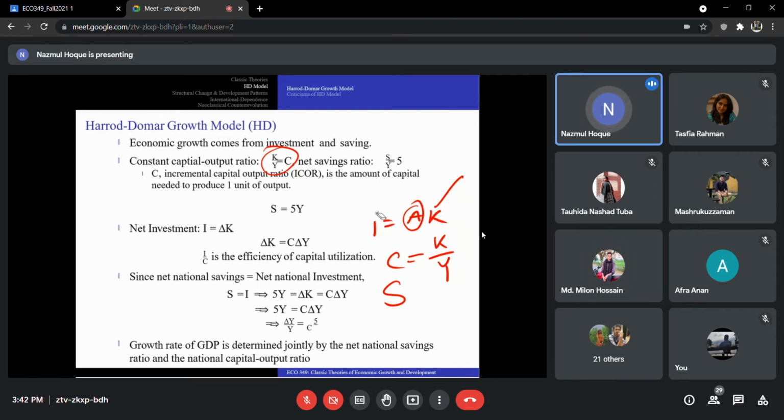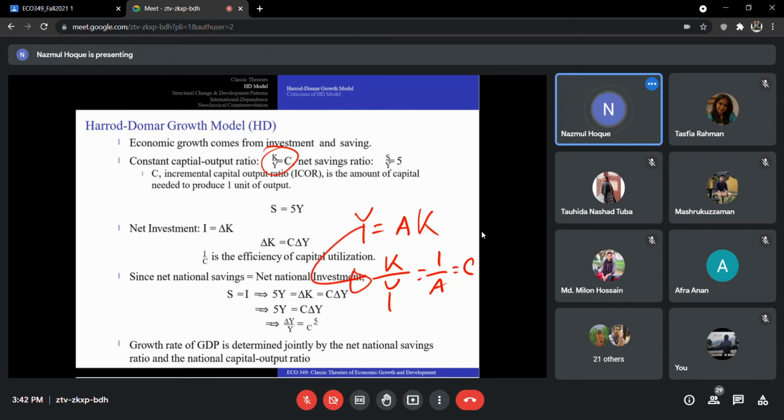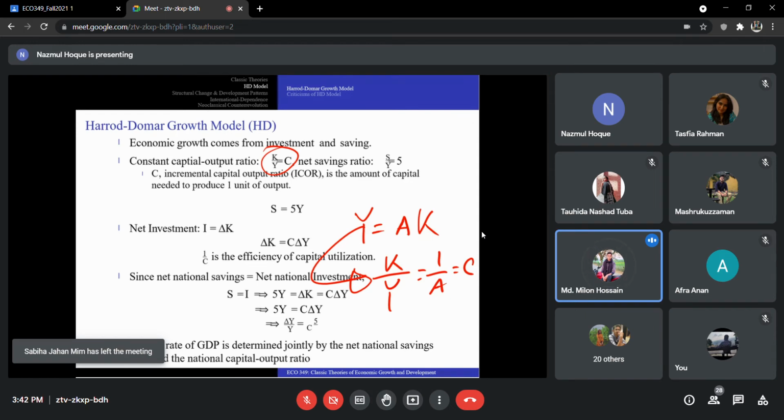Okay, let me redo the whole thing. So output Y is some constant times capital. So you can basically write it as K divided by Y is equal to 1 over A, or if we're just going to call it C, C is the incremental capital output ratio. If you rearrange this equation, that's what you get. Okay, sir? Thank you.